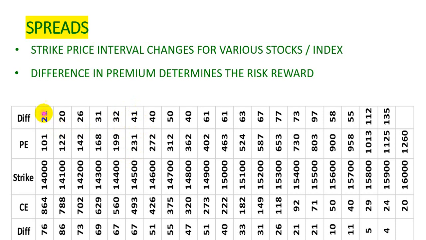Now for a buy, this is a debit, this is the risk. 21 rupees is risk, means how much is the reward? 100 minus 21, which is 79. 20 rupees is risk, means 80 rupees is reward. If you sell it, 20 rupees is reward, 80 rupees is risk.